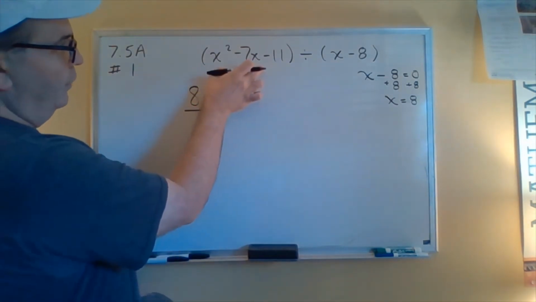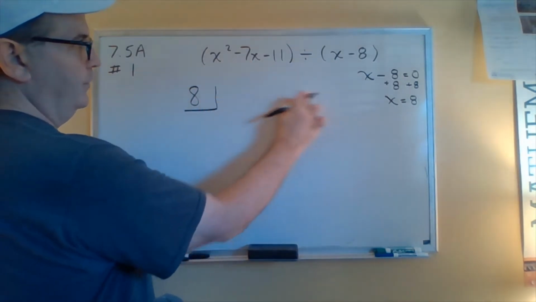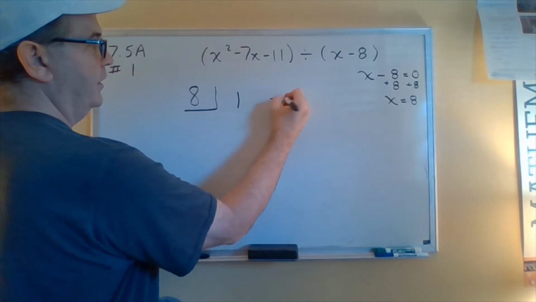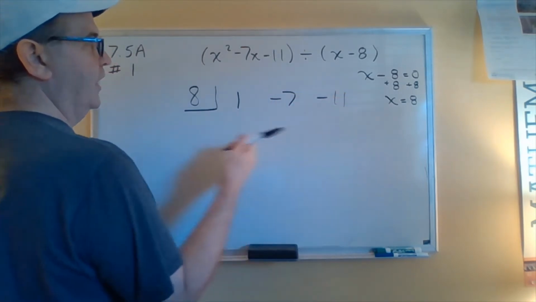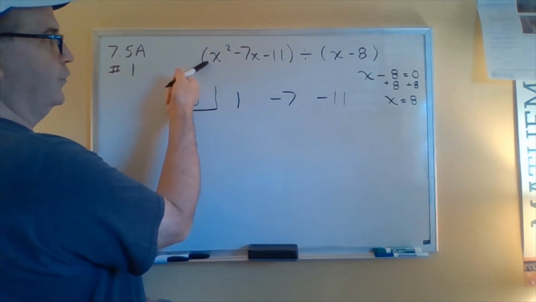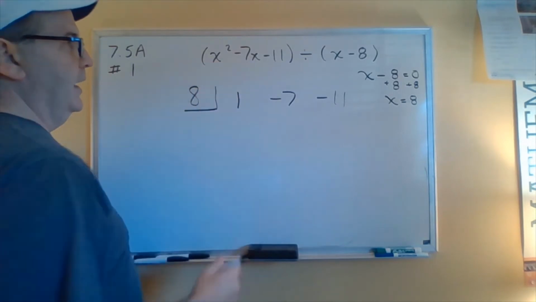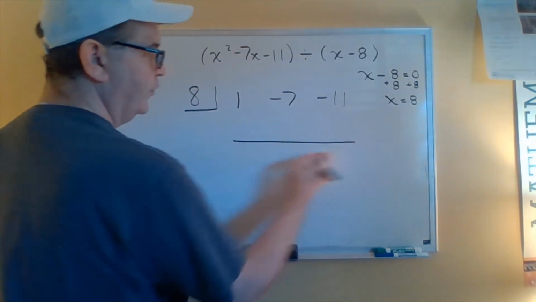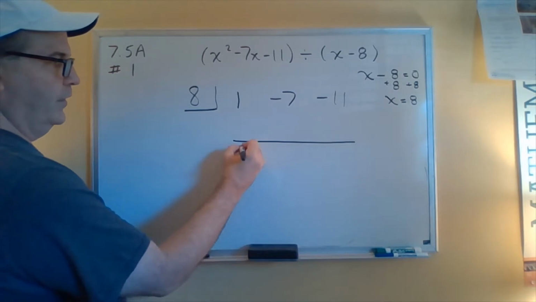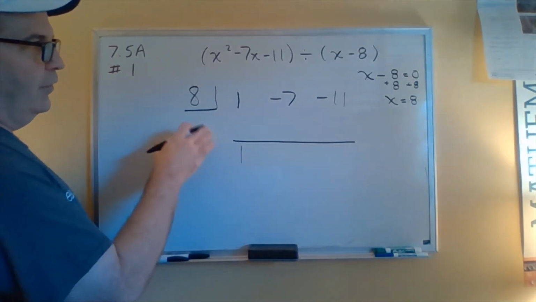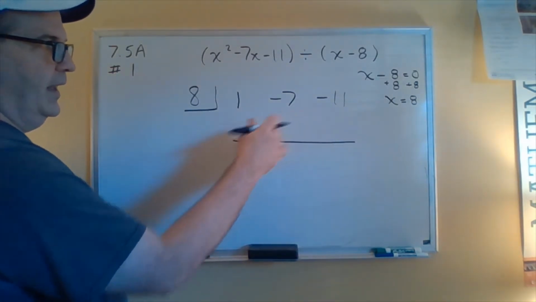Now let's carry down the coefficients of our trinomial. That's what we'll list here. So we have 1, negative 7, and negative 11. Those are just the coefficients of our terms. Here's 1, here's negative 7, and negative 11. Draw a little division bar down here. We're going to carry our first number down, 1. And now we're going to alternate: multiply, add, multiply, add, multiply, add.